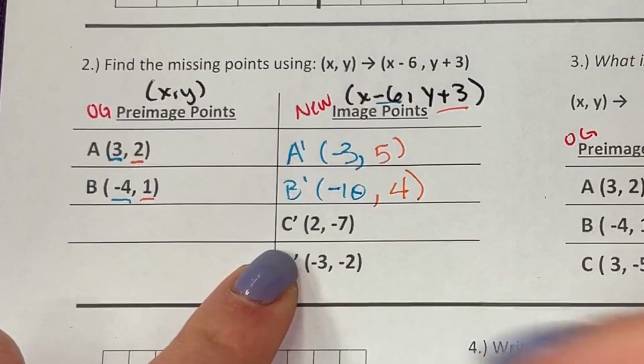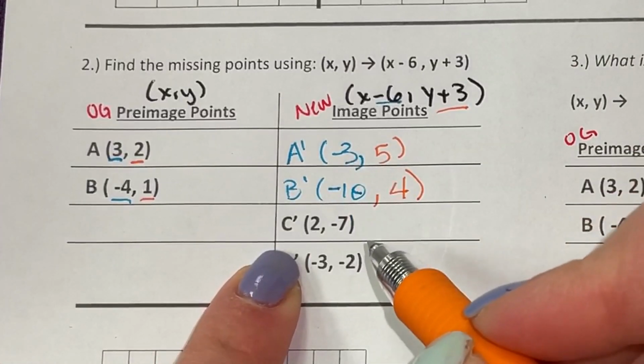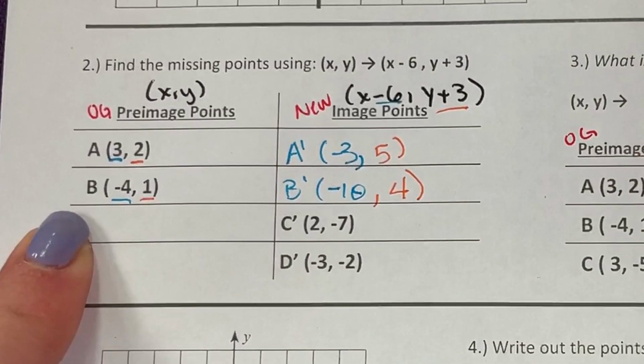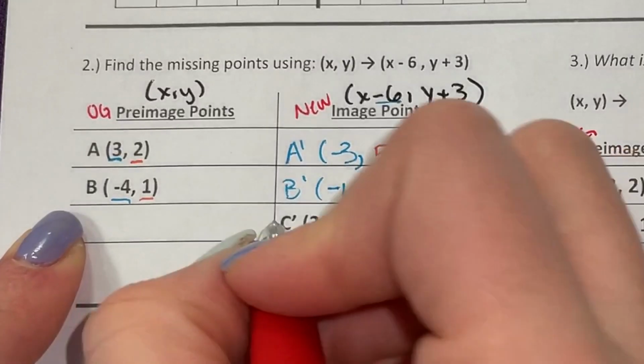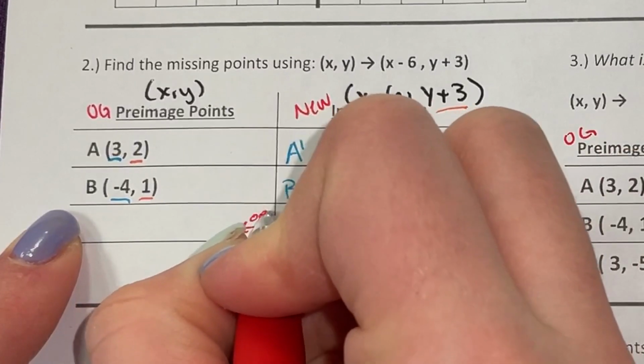Now, in this next bit, though, we are given the image. We have to find the pre-image. So, again, like how we used to do with slope, we have to do the opposite movements.